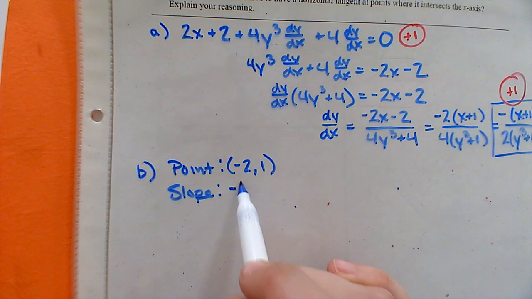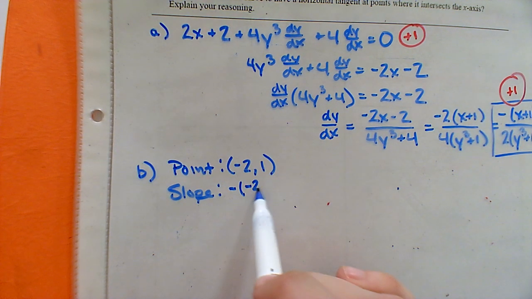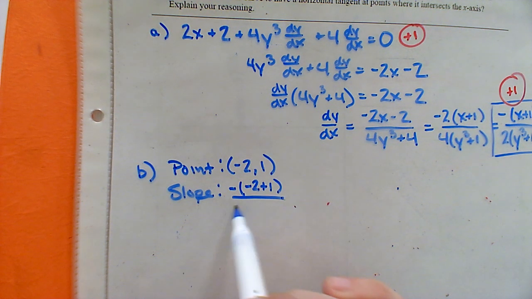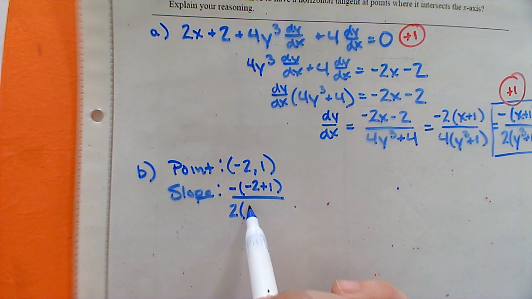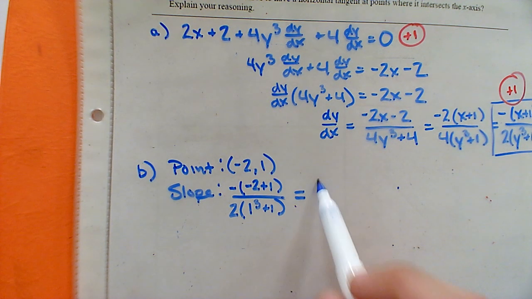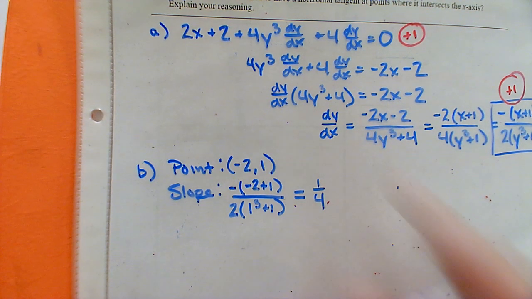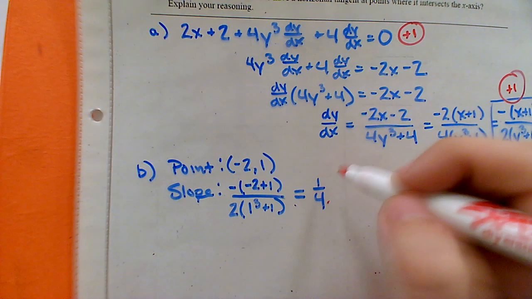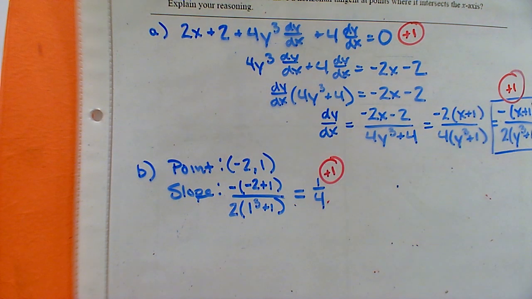So we would have negative 2 plus 1 over 2 times 1 cubed plus 1. Good. Should become negative 1/4. In terms of point values, if you were able to get that, they would give you a point for that. If you could realize you had to plug the point into the derivative to get the slope, which we've been doing all year, you would get that point.